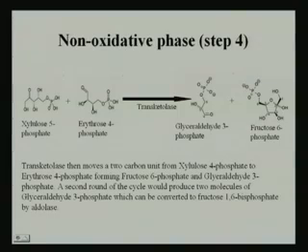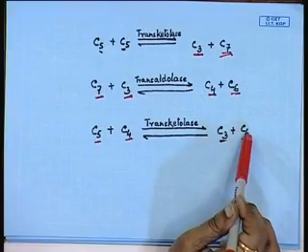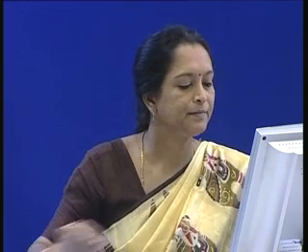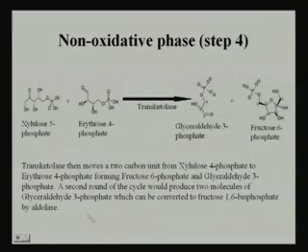Here, the transketolase moves the 2 carbon unit of xylulose 5-phosphate to erythrose 4-phosphate, forming fructose 6-phosphate and glyceraldehyde 3-phosphate. Both these 3 carbon and 6 carbon sugars, we have already learned, are intermediates of the glycolytic pathway. A second round of the cycle would produce two molecules of glyceraldehyde 3-phosphate, which can be converted to fructose 1,6-bisphosphate by the aldolase enzyme.